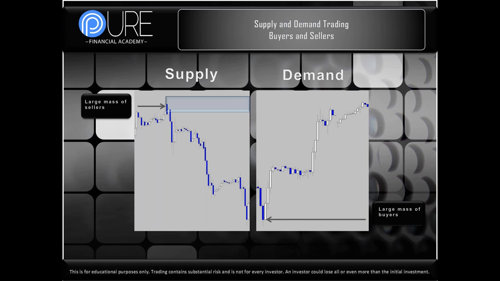To the upside here, we have a large mass of buyers. We know that because price rallied away from there substantially. So it's not possible for there to be more sellers there than buyers. It can't be, because price went higher. So the equation is that we obviously had more buyers than sellers, right? So we can use that. We can throw a zone on it.